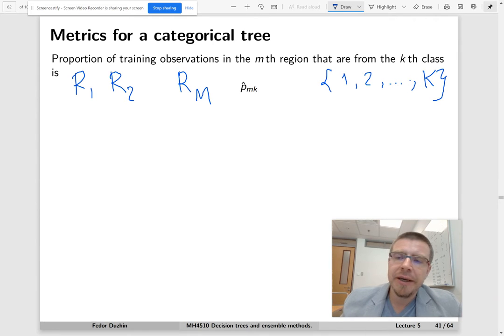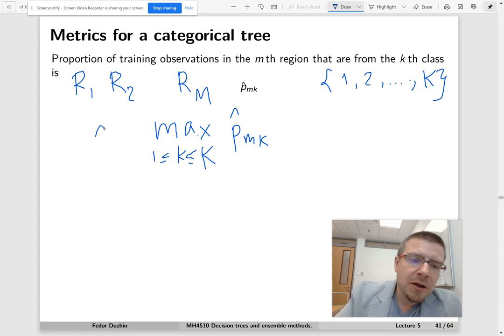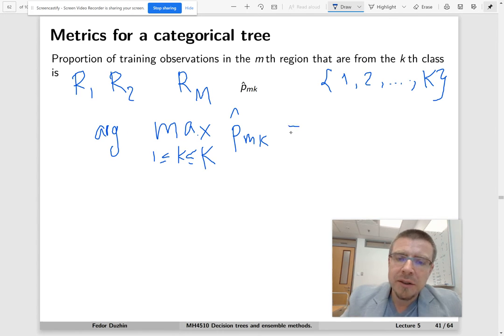For binary classification, capital K is 2. Now, p hat mk is the proportion of training observations in the mth region that are from the kth class, right? So the actual prediction is going to be the maximum of p hat mk over all k between 1 and K. This is the probability of the most probable class, and the argmax is going to be the corresponding value of k, and this is the prediction.